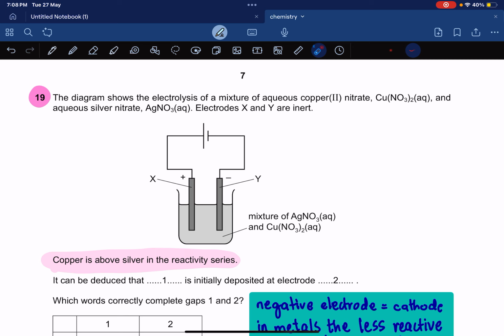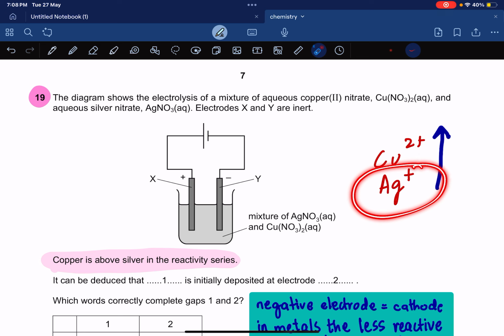Because when we are discharging our positive ions, our copper and silver ions, when they're going to get discharged, we have to look at the reactivity series. Because copper is above, that means it's difficult for copper to discharge, because as you go up it becomes difficult for you to discharge. So silver is going to discharge in preference.